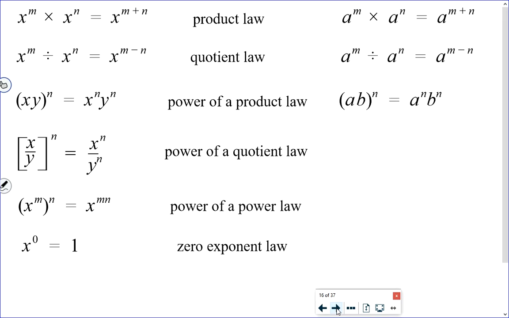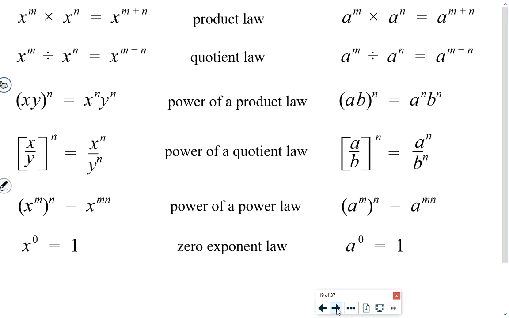We could do the same thing for the quotient law. We could do the same thing for a power of a product law. I could say a times b, quantity to the n, is equal to a to the exponent n times b to the exponent n. We could do the same with the quotient law. Instead of having x to the m to the n, I could have, for the power of a power law, a to the m, quantity to the n. And the zero exponent law can be written as a to the 0 equals 1.